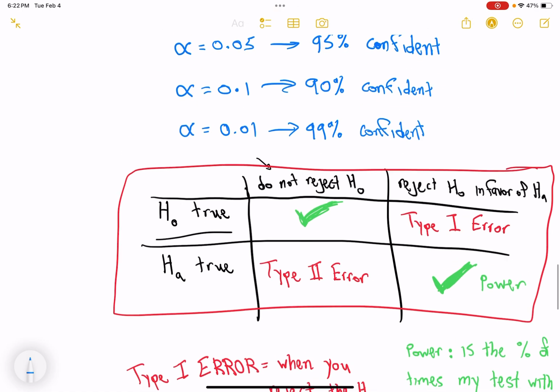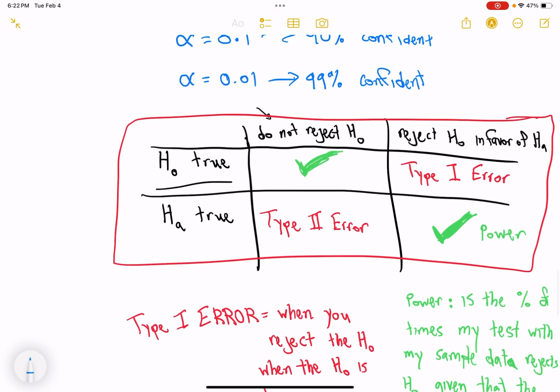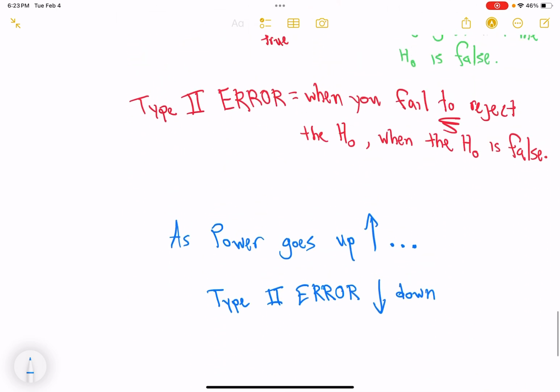And that should make sense if we take a look here. Type 2 error is the risk that you do not reject the null when, truthfully, the null is false, right? The Ha, or the alternate, I should say, is true. And if your power level is super high, you're really looking to reject the null. You're, in fact, quite likely to reject the null, overzealously, one might say. What you're not risking is accidentally not rejecting the null when you should. So as power goes up, type 2 error goes down.